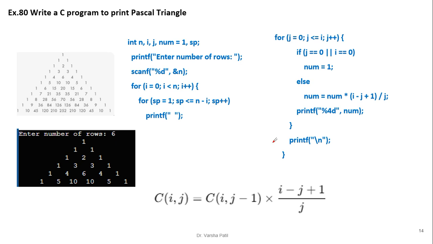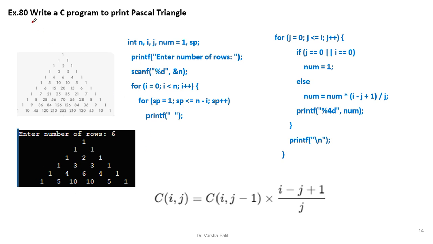So this is the last program in pattern. Write a program to print a Pascal triangle. So this is the Pascal triangle structure, and for the Pascal triangle the formula is c of i,j is equal to c of i,j minus 1 into i minus j plus 1 divided by j. If you use this formula, you get the particular values.